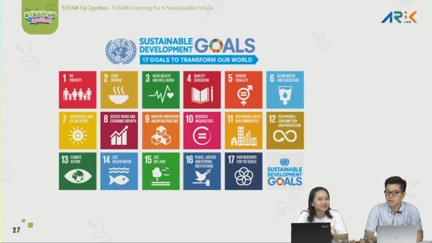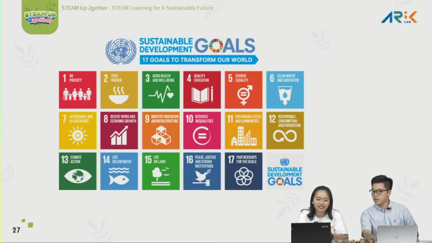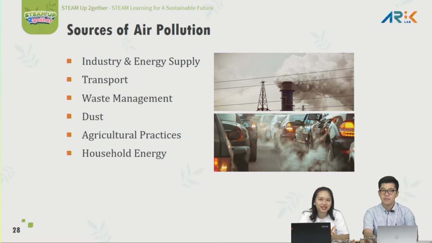And I think this time our topic is air pollution. So we can also use UAV to do air pollution detecting and monitoring. Before that, we can look at the sources of air pollution. It includes industry and energy supply, and also transport, waste management, and also dust, like PM 2.5, and also agricultural practices, and household energy. So it's actually all around our daily life.